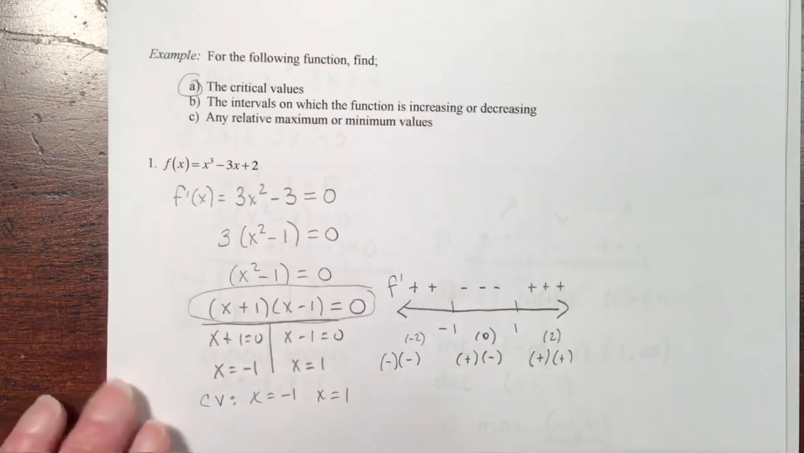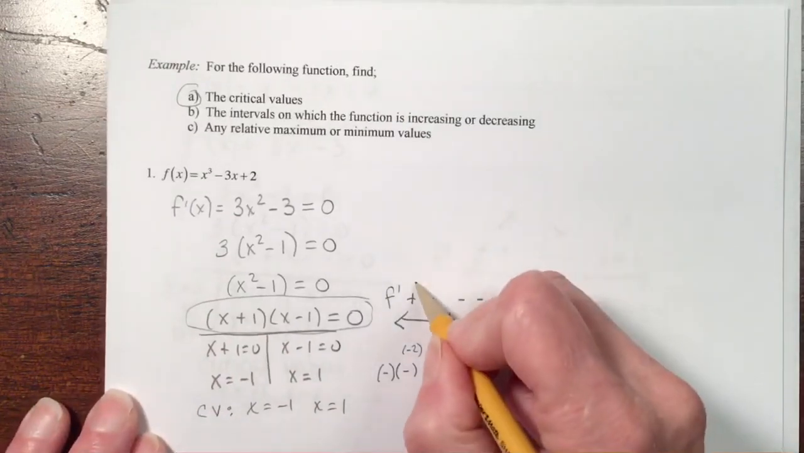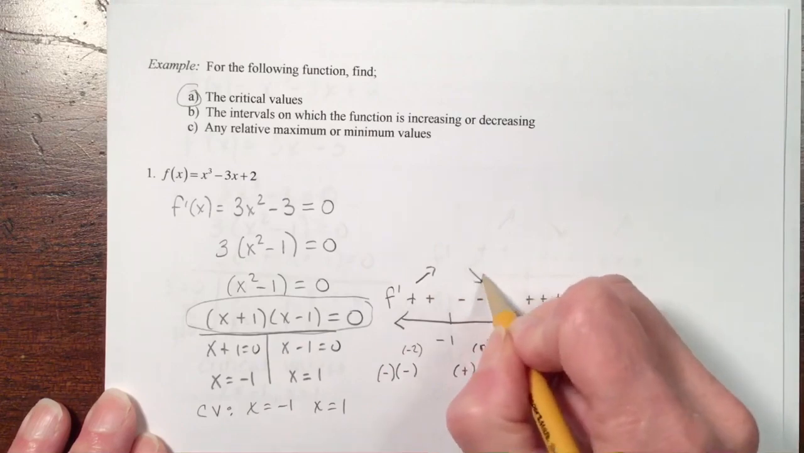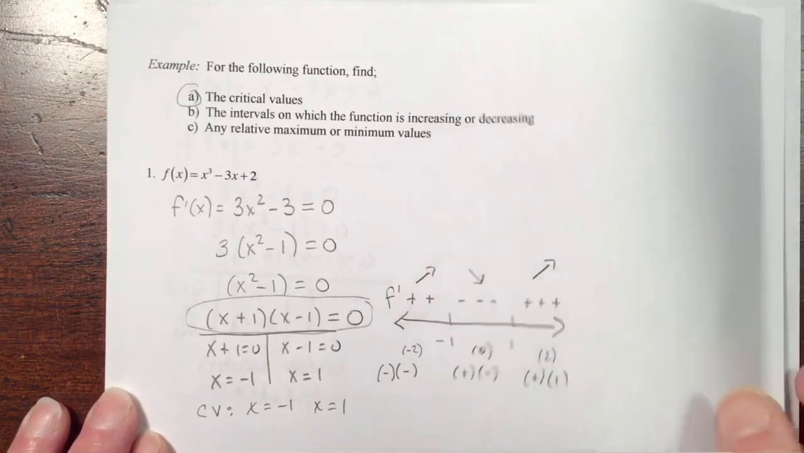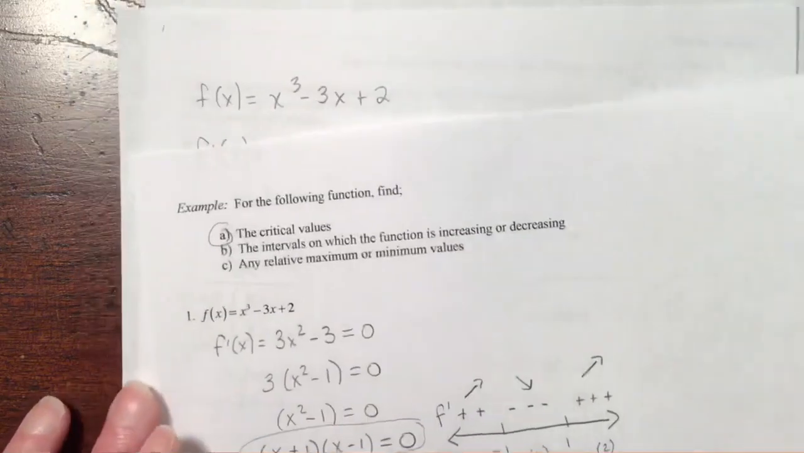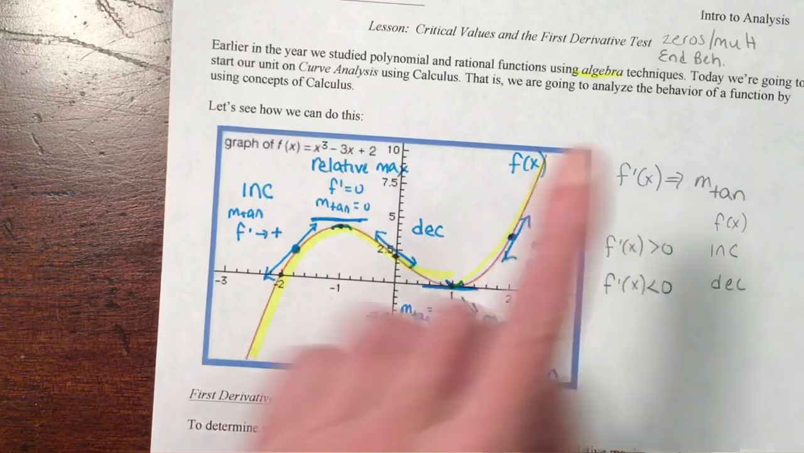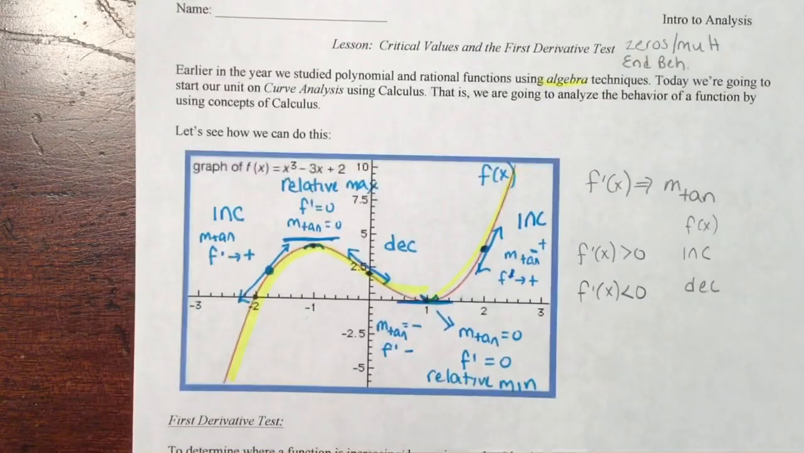Well, what does this mean? This means my function is going from increasing to decreasing to increasing, which, if we look at the example on the previous page, matches what we saw in the original picture.